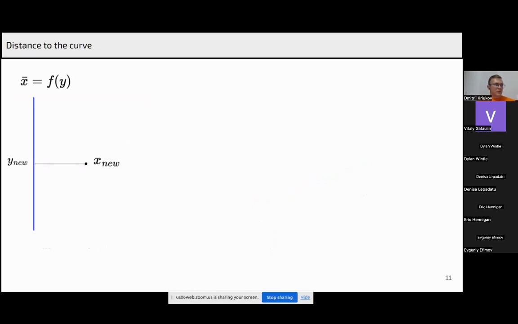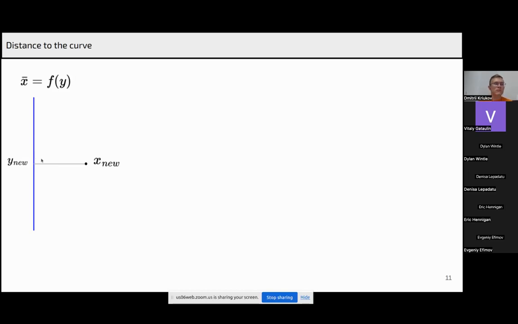Now suppose that we obtained a new point x new from the test dataset. We didn't see this point before. We obtained a new point from the test dataset, and the question is, what value of y new does it correspond to?